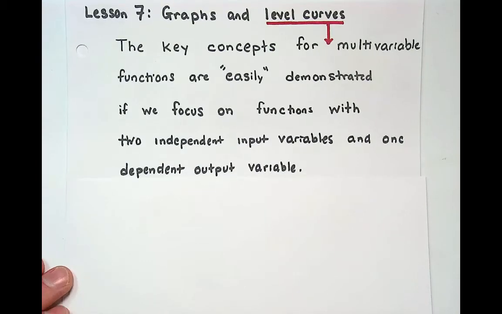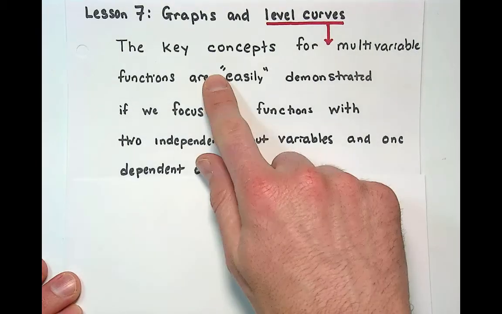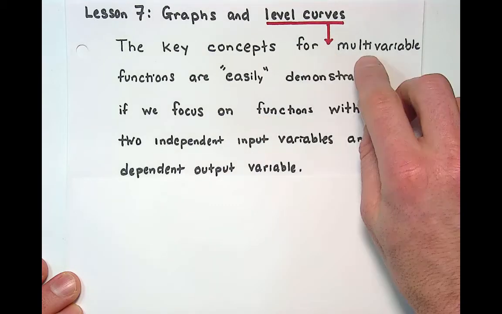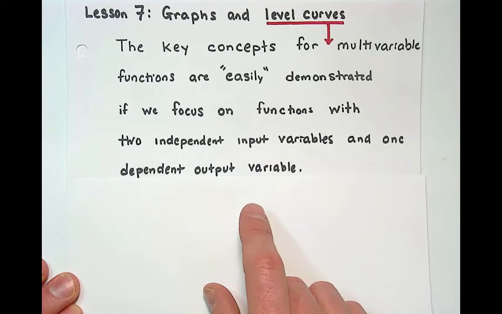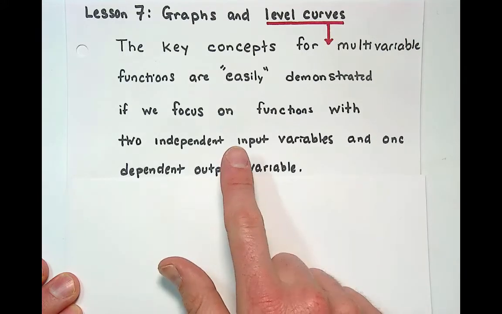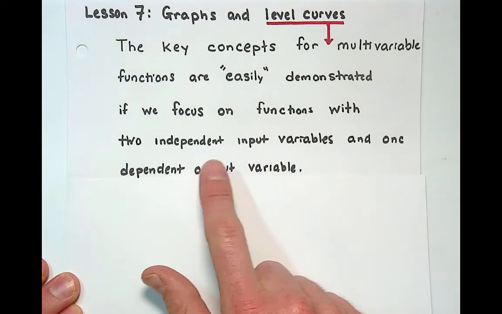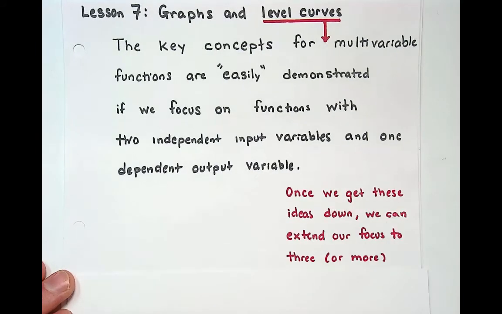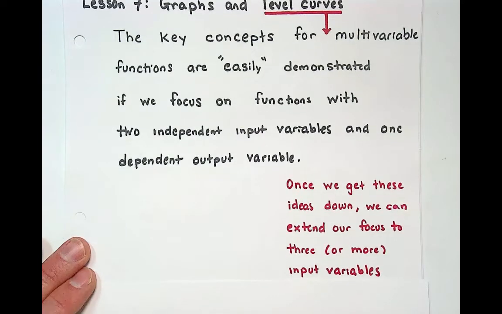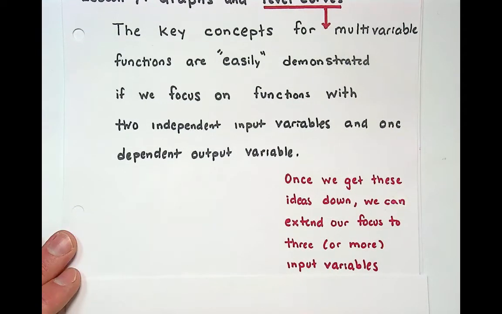In Lesson 7, we're going to study the key concepts for level curves of multivariable functions by demonstrating the ideas with a focus on functions having two independent variables and one dependent variable. We take this simplified approach because once we get these ideas down in the two variable function case, we can extend the focus to three or more input variables.